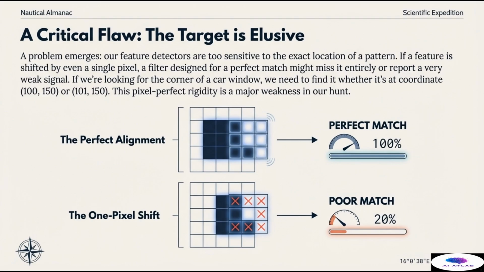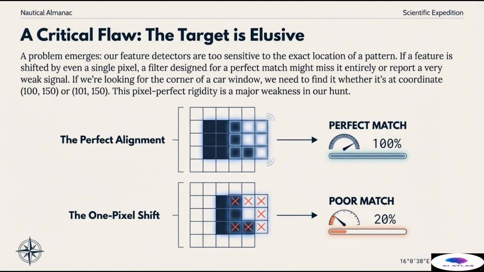As effective as our filters are at detecting patterns, we immediately run into a critical flaw inherent in this pixel-perfect approach. The target is elusive. Our filters are too sensitive to the exact spatial location of a pattern, a vulnerability known as a lack of translational invariance. Consider this example. If we have a filter specifically designed to detect a corner in a precise 3x3 pixel arrangement, what we call the perfect alignment, it yields a 100% match, a very strong signal.